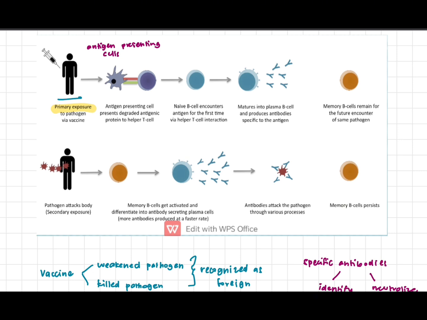So APCs such as dendritic cells and macrophages will engulf and digest the antigens. As this happens, the antigenic protein is degraded into smaller fragments or peptides.